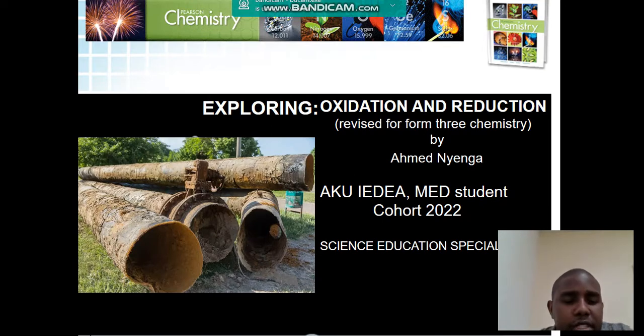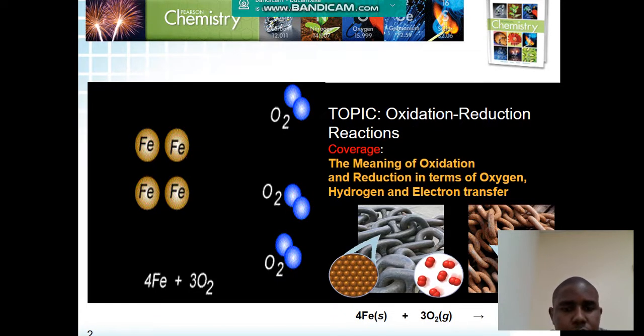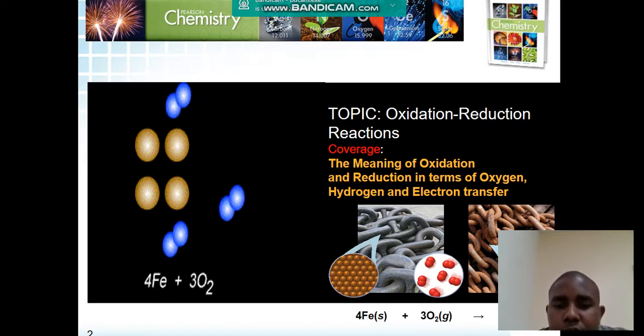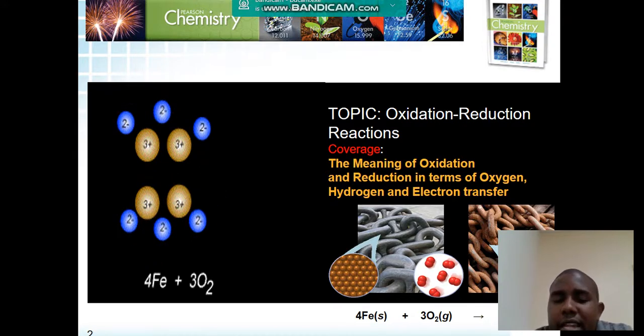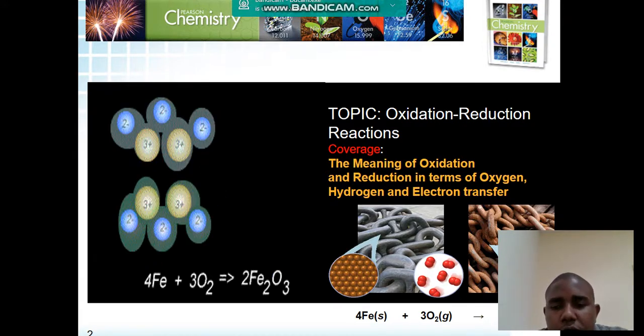So in the first slide, as you can see on the left side, it shows some pipes which are highly corroded. So basically corrosion is also an example of oxidation-reduction reactions. So our coverage will be involving the meaning of oxidation and reduction in terms of oxygen, hydrogen, and electron transfer.